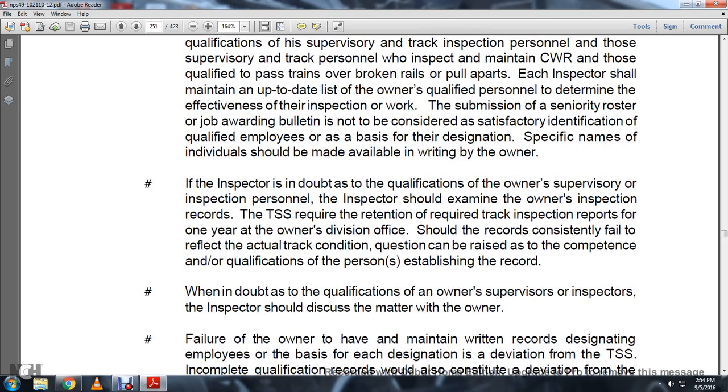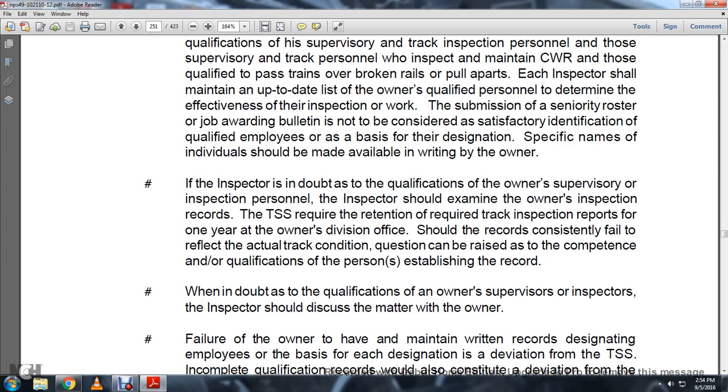If the inspector is in doubt of the qualification of the owner's supervisory or inspection personnel, the inspector should examine the owner's inspection records. The track safety standards require the retention of the track inspection reports for 1 year at the owner's division office. Second, should the records consistently fail to reflect the actual track condition, questions should be raised about the competency and qualification of the person establishing the record.